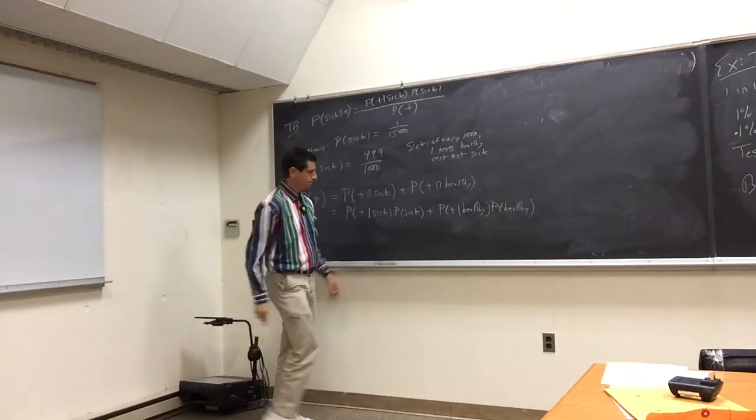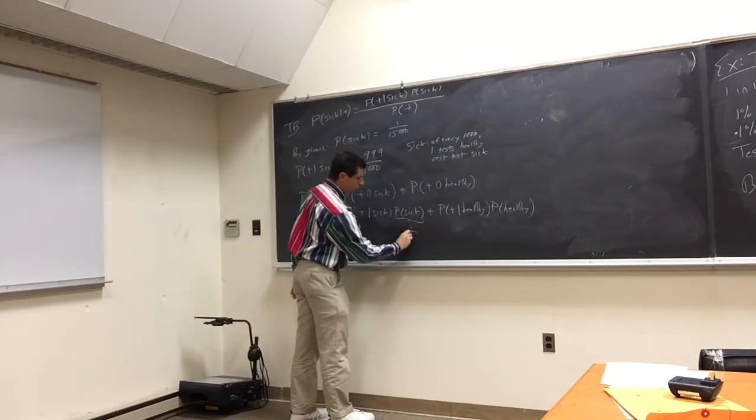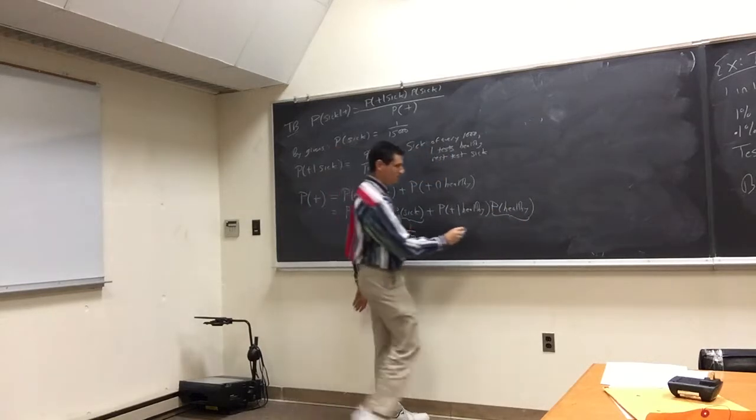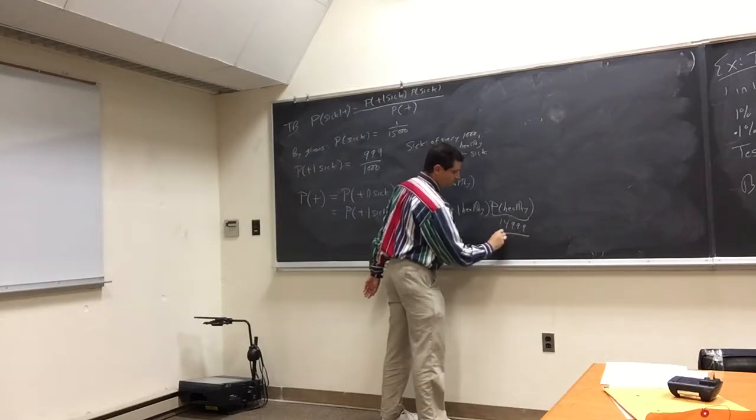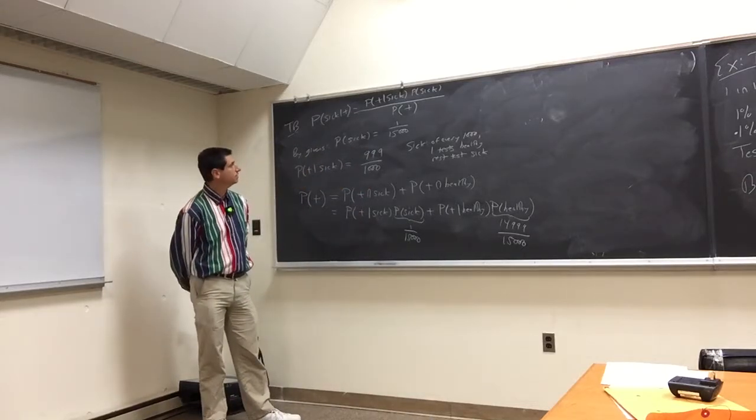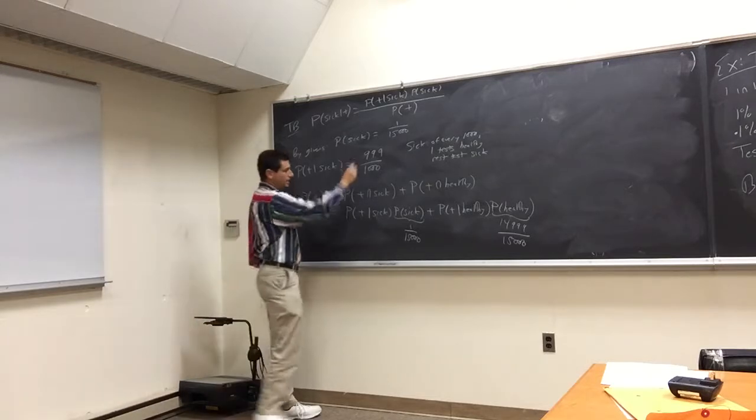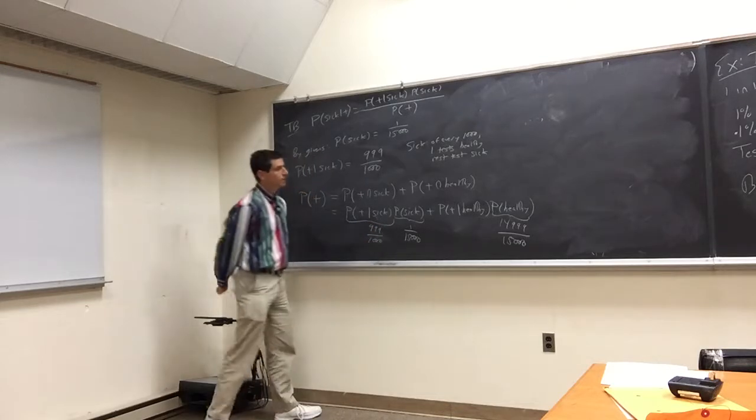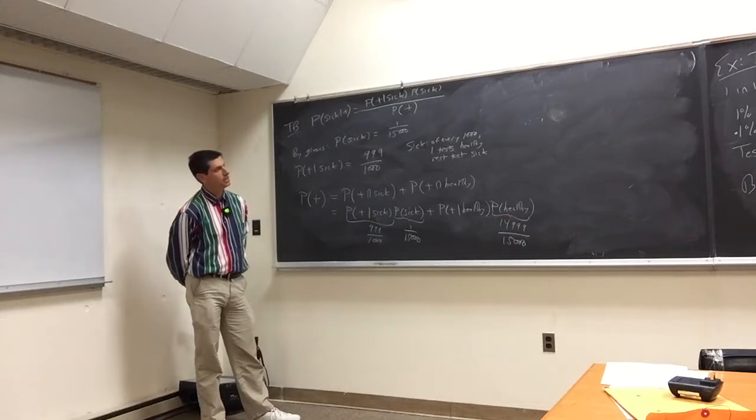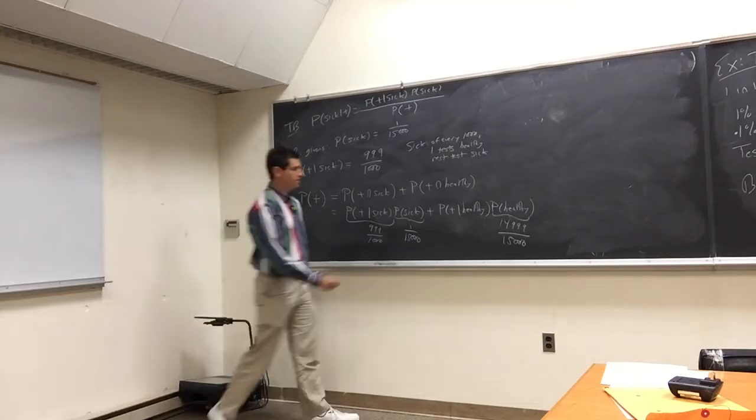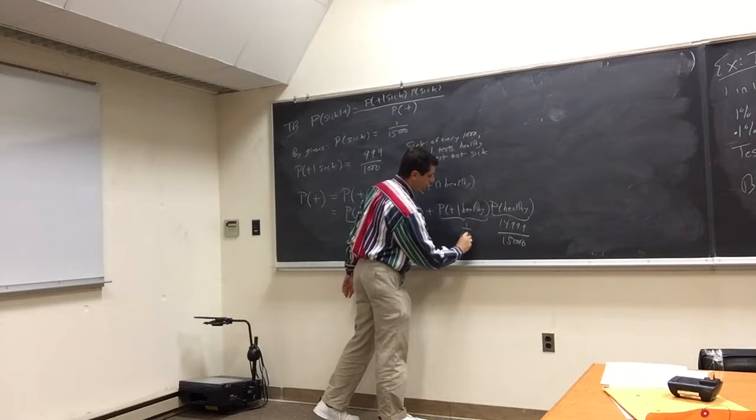What's the probability we're sick? 1 in 15,000. What's the probability we're healthy? 14,999 over 15,000. All right. What's the probability we test positive given that we're sick? I think we've already done that, right? That's 999 out of 1,000. And now the last is, what's the probability we test positive given that we're healthy? 1 over 100. This is the last given that we haven't used yet. We've used everything else.